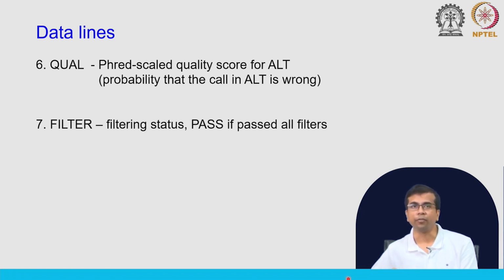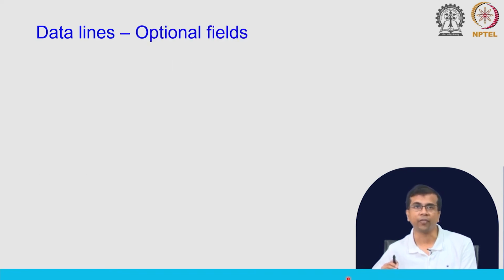Then you have the seventh position, which is the filter, the filtering status, and this will mention PASS if the variant passes all filters. We have talked about these different types of filters that you can set when we are doing the variant calling. So, this field will describe whether the variant passes all filters that have been set, or if there is some filter that the variant does not clear, that will be mentioned. Then you have the info fields, and again we will discuss what these info fields mean, and this will also be described in the meta information lines.